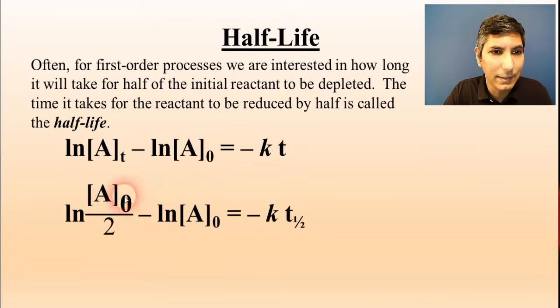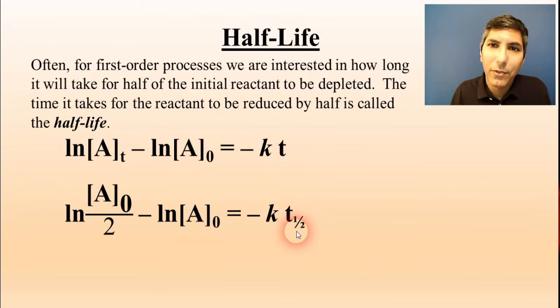So if that's the case, then this is also a true statement, that the natural log of A sub 0 divided by 2 is the same thing as natural log of A sub t at the half-life, isn't it? So I'm going to just plug that in there, and everything else is the same. And since we're talking about half-life, I've just substituted in a little abbreviation for half-life. We'll call that T sub 1/2.